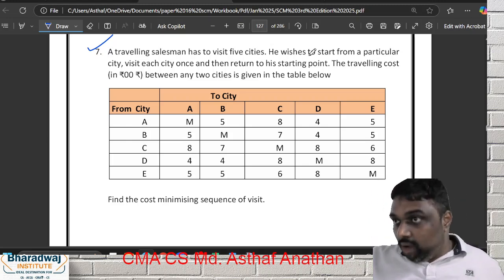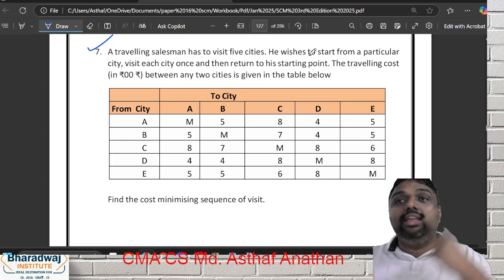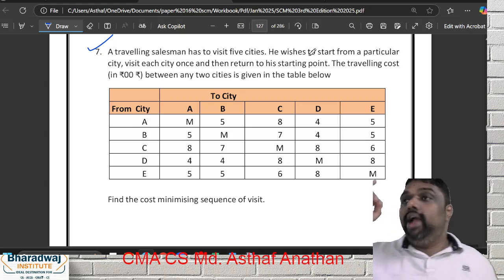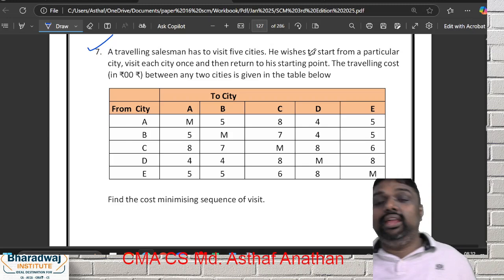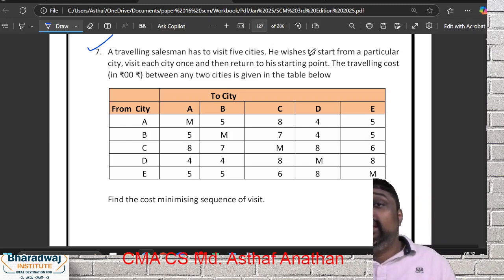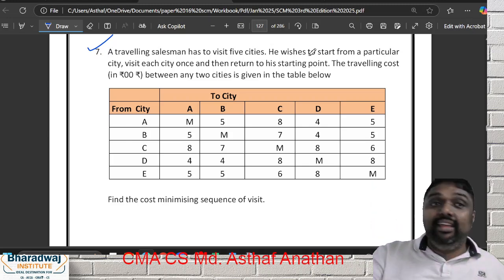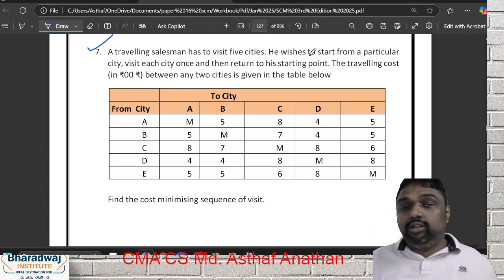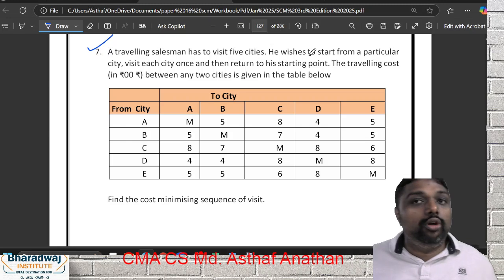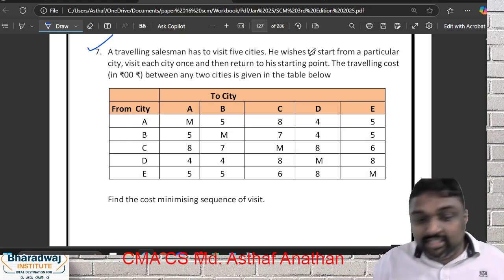So point number one, he has to start and end at the same place. Point number two, he has to visit all the places. And point number three, from where he started, he has to come back to the ending place at the end. These are all the general assumptions. So we'll start the question. Very easy, assignment concept only. So we'll practice this question.